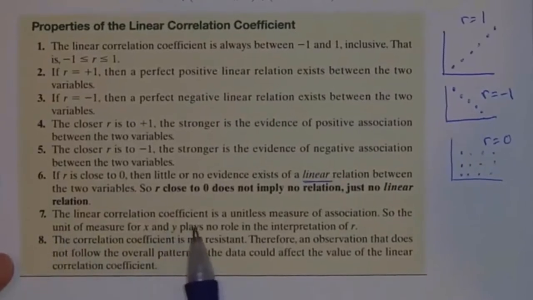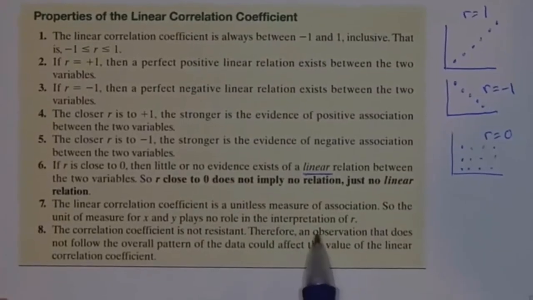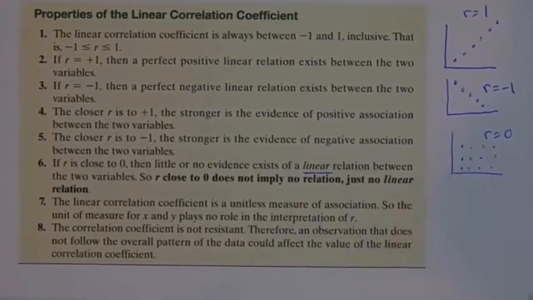The linear correlation coefficient is unitless, so the unit of measure of X and Y plays no role in the interpretation of R. R does not have units. And last but not least, number 8, the correlation coefficient is not resistant. Therefore, an observation that does not follow the overall pattern of the data could affect the value of the linear correlation coefficient. In fact, generally it will. Not only could it, it will. The question, I guess, is how much. But it could substantially affect the value.